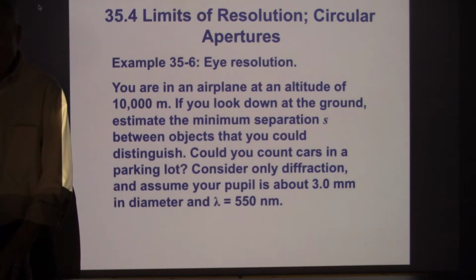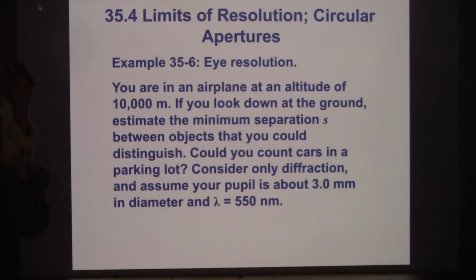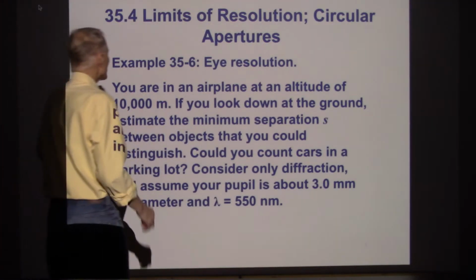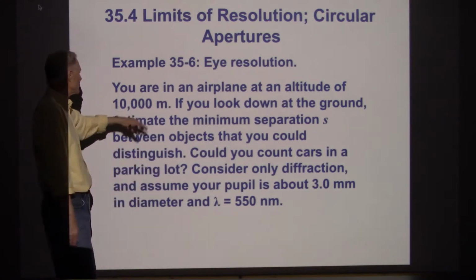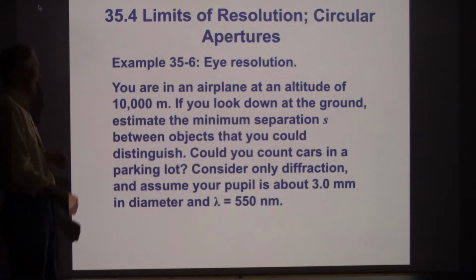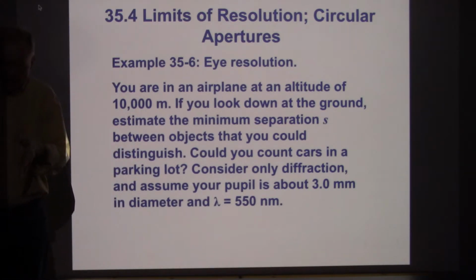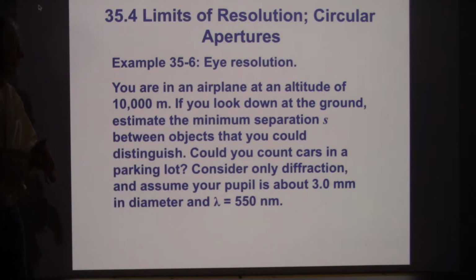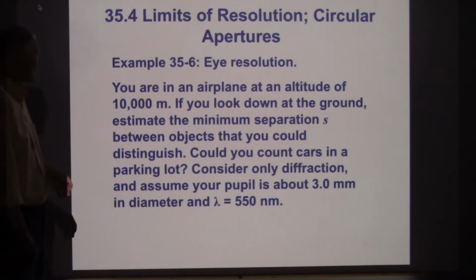Okay, so if we're looking at human vision, let's say you're in an airplane, is what this problem says. You're at 10,000 meters, 30,000 feet, 31, 32,000 feet, and you're looking down at the ground, and you're trying to decide how good is the resolution. Can I, at 10,000 meters, pick out individual houses? Can I pick out individual cars? Can I pick out individual trees? How good is the resolution?